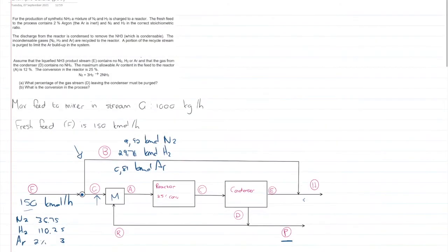So I now have all the information for G as well. Because in the end, we need to know what is happening at the purge and at D. So we have to work our way all the way there. At the mixer, we are adding the recycle stream to G to get A. So A is R plus G. But we don't yet know anything about G.